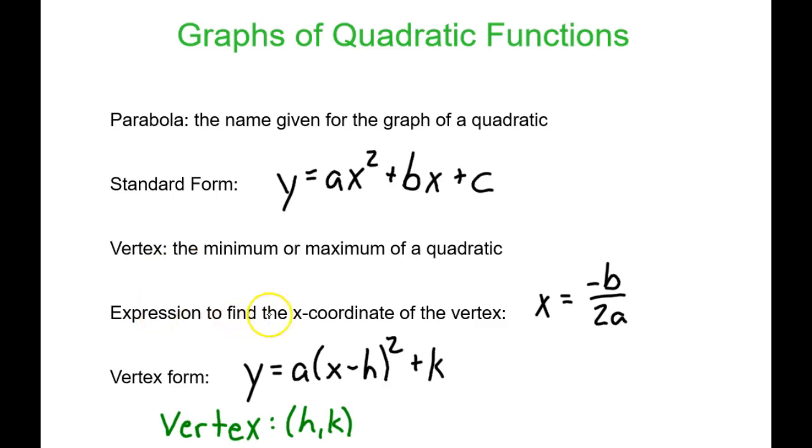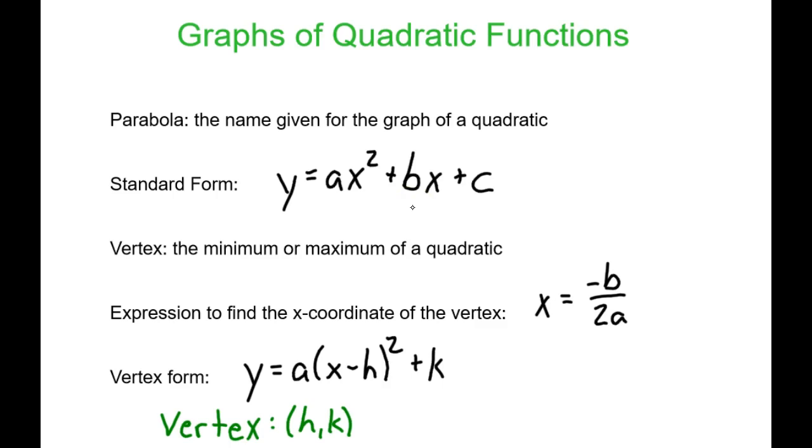The expression we use to find the x-coordinate of the vertex when it's in standard form is x equals the opposite of b divided by 2 times a. We get these b and a values from the standard form of the quadratic function.